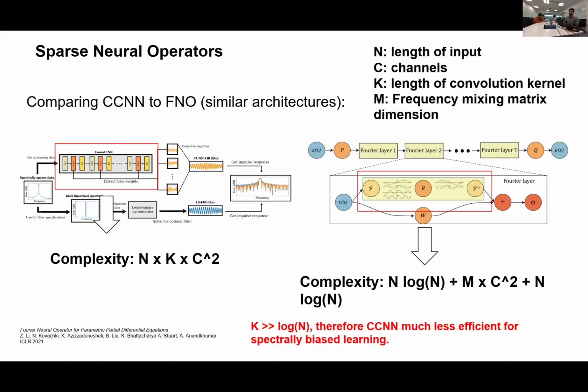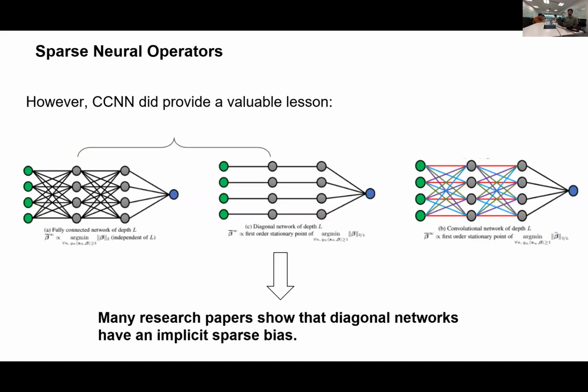So there are other types of neural networks that perform a Fourier transform and do the computation in the Fourier domain. And they're much more efficient than our method. So in terms of practical application, we have a huge disadvantage in terms of computational efficiency. However, this project helped me dive into the implicit biases in different neural networks.